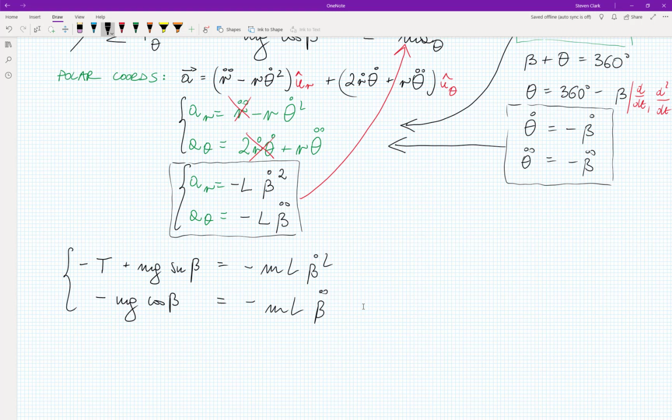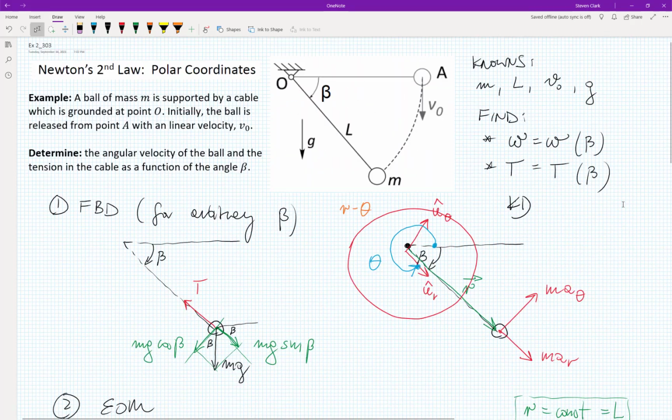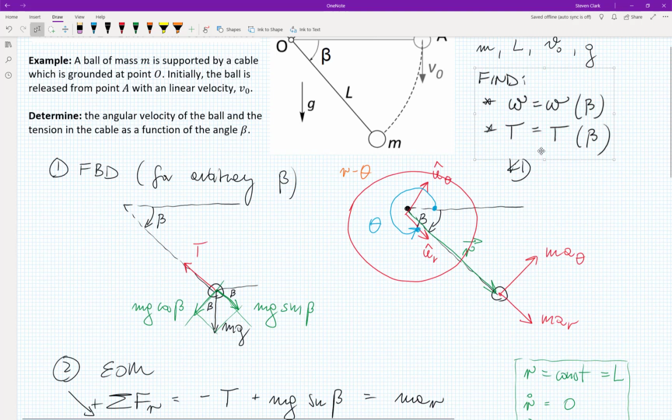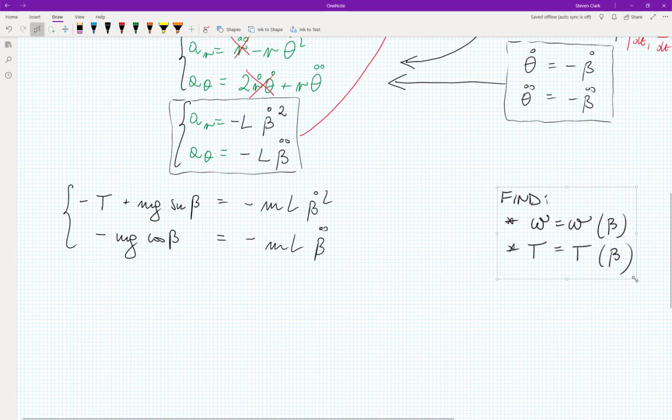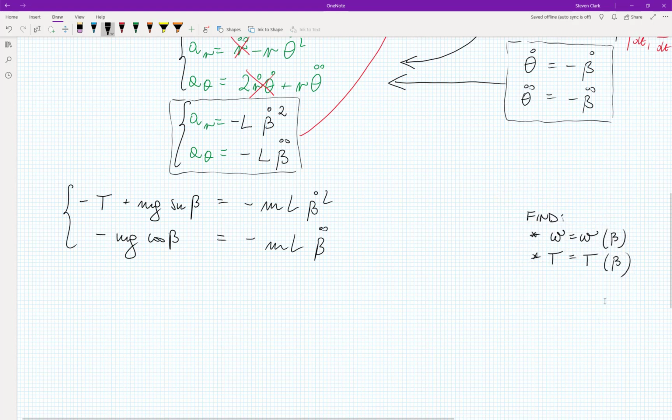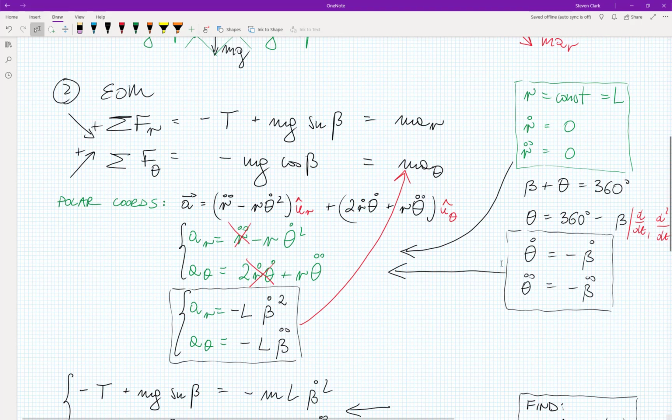Okay, and again, I forgot what the question was. I must copy it from the top of the board. So this is what they ask us for. Aha. They ask us to find omega, yes? So angular velocity, and they ask us to express it as a function of beta. Not good, because I don't see omega anywhere in here. Yeah, we must bring omega to these equations, yes? Any idea how to do that?